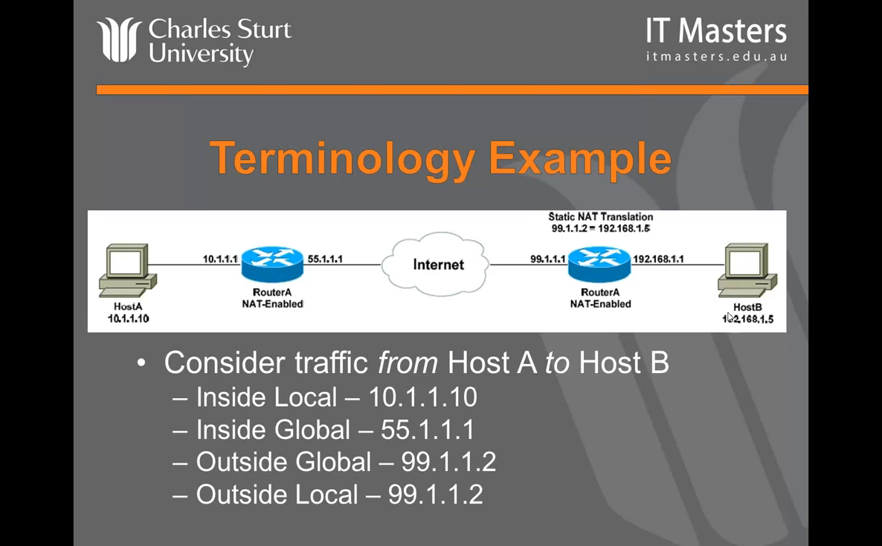If we were to go this way from right to left, then the inside local would now be 192.168.1.5. That's your inside local. Your inside global would be 99.1.1.2. Your outside global would now be 55.1.1.1, as would your outside local. So the vast majority of the time, irrespective of which way you're going, the outside global and outside local addresses will be the same.